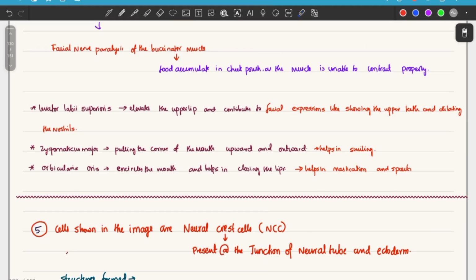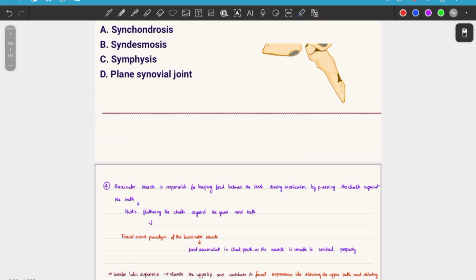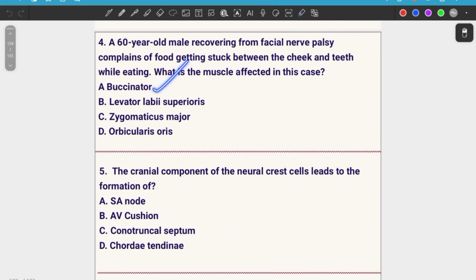Orbicularis oris encircles the mouth and helps in closing the lips, and helps in mastication and speech. Buccinator is the main muscle for food lodging. Hence the option is A.